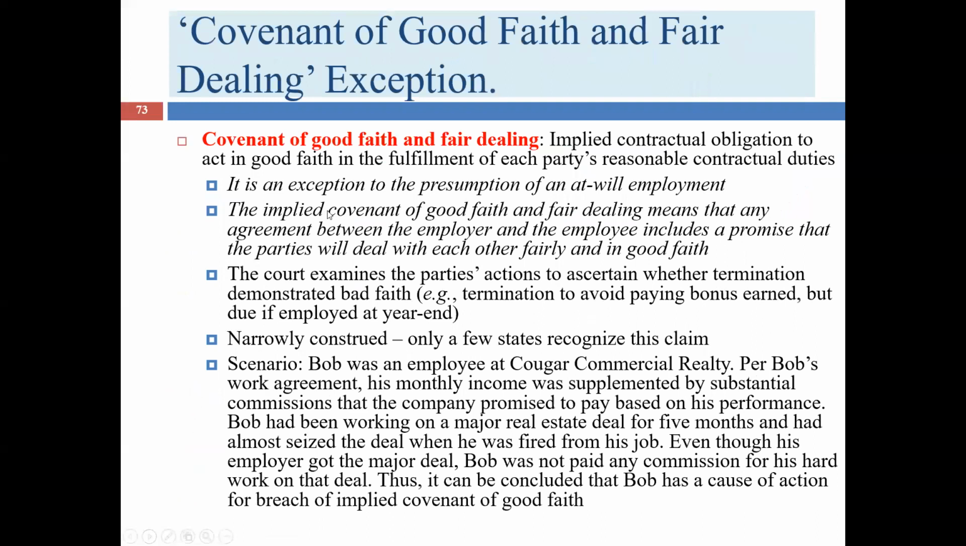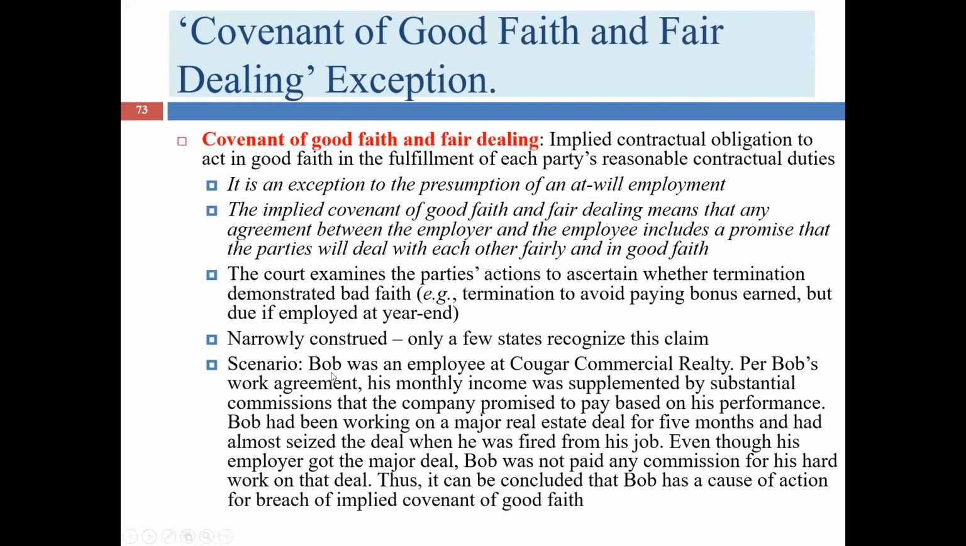Okay, contracts usually have implied in them a covenant of good faith and fair dealing, and this can be an exception to the at-will employment. The implied covenant of good faith and fair dealing means that any agreement between the employer and the employee, because again, this is a contract, even if it's not written down, includes a promise that the parties will treat each other fairly and in good faith. This is an argument that is very successful in some jurisdictions, such as California. Not so effective probably in most places here.